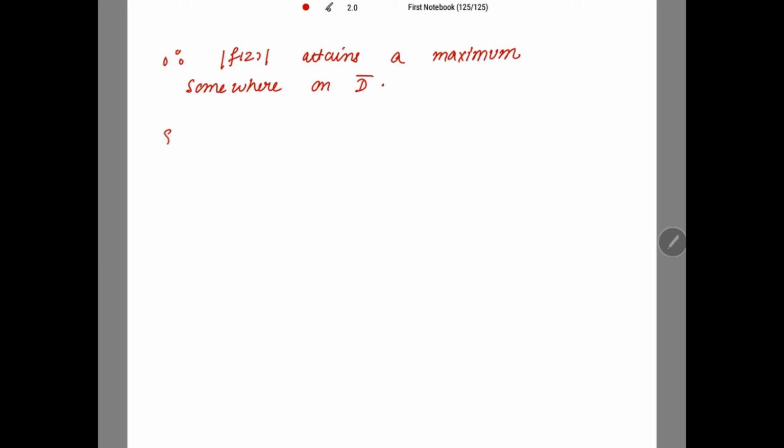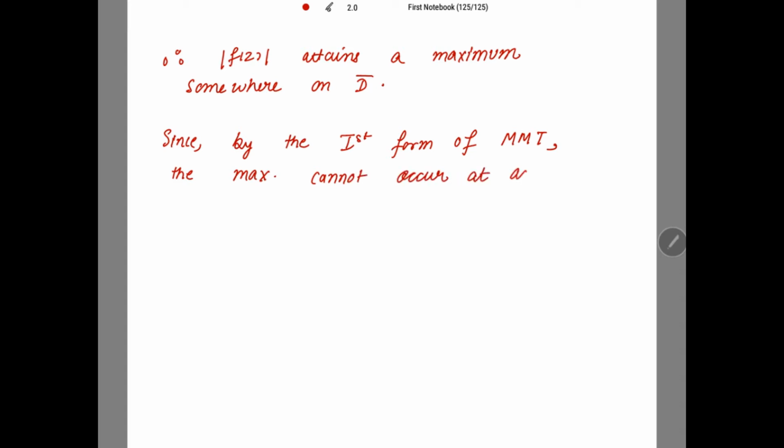Okay, so since by the first form of the maximum modulus theorem the maximum cannot occur at an interior point, that means the maximum will be attained on the boundary only. Hence, the maximum must occur on the boundary. This is what we had to prove, that the maximum comes on the boundary.